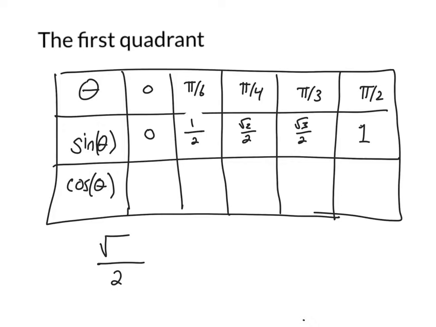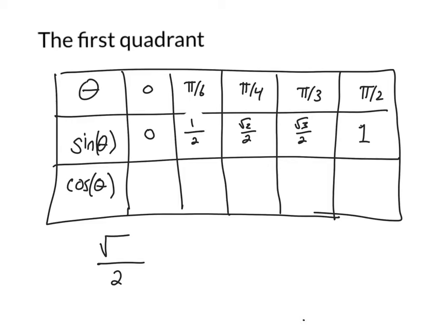So what this is telling me is the sine of 0 is 0. The sine of pi over 6 is equal to 1/2. The sine of pi over 4 is the square root of 2 over 2. The sine of pi over 3 is the square root of 3 over 2. And the sine of pi over 2 is 1.